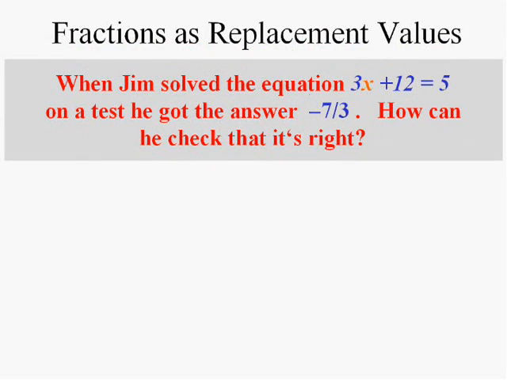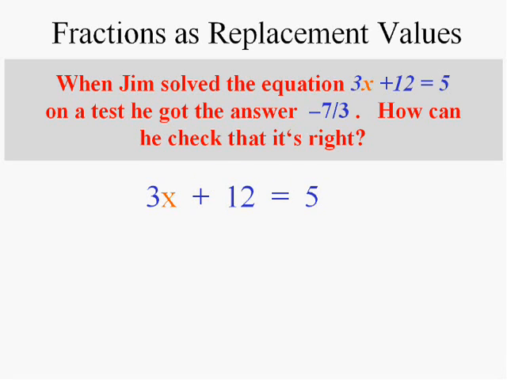Now this multiplication stuff is going to come into play when you need to check an answer that you got when you solved an equation. For instance, we have a situation here where Jim solved the equation 3x plus 12 equals 5, and he got the answer -7/3, and he wants to see if it's right. So let's put in -7/3 and see, in fact, if it works.